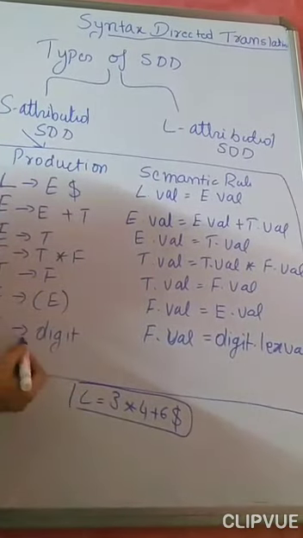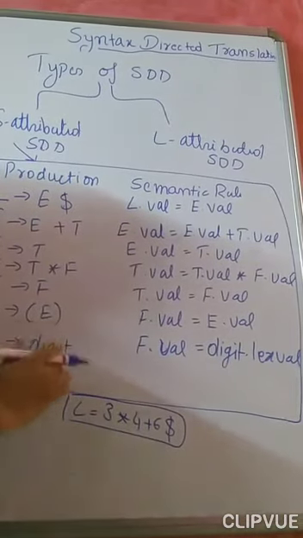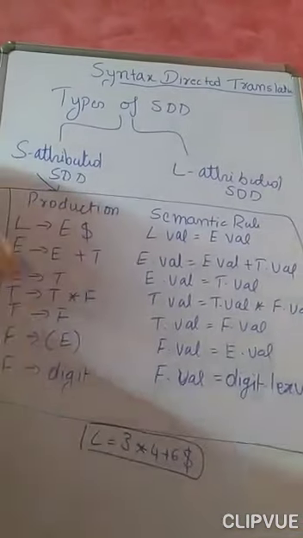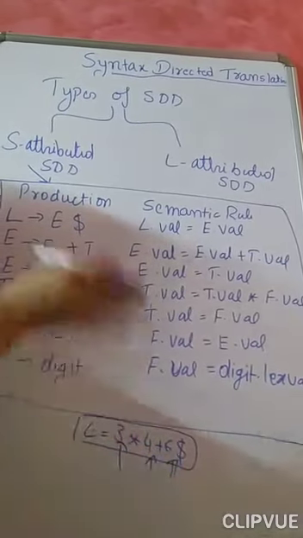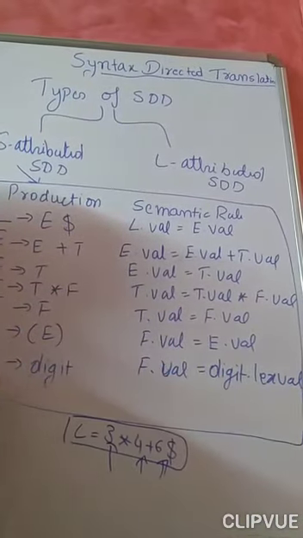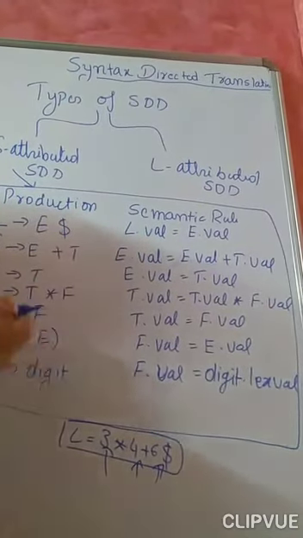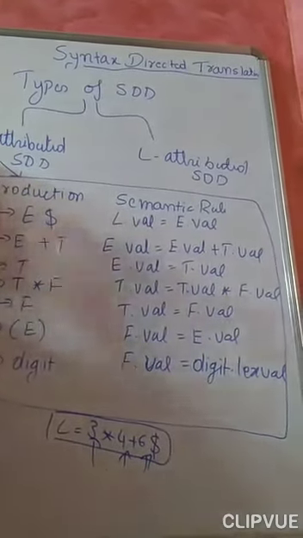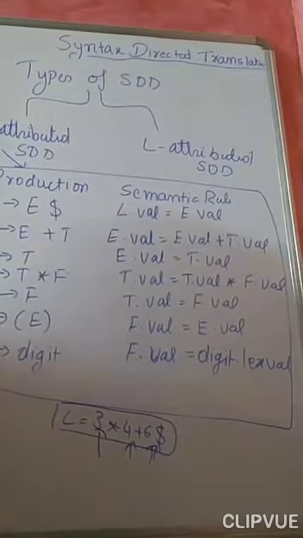And finally come to F determining digit. So here, what is that F.value? It depends upon the digit.value. What is the digit.value? It is nothing but the lexical value you are sending, like 3 or 4 or 6, through the lexical analysis phase. So that is the value you are assigning to F.value. Once I assign the value 3 to F, then that value 3 will be assigned to T and that will be assigned to E. Like that it will move. So this is an example of an S attributed SDD.